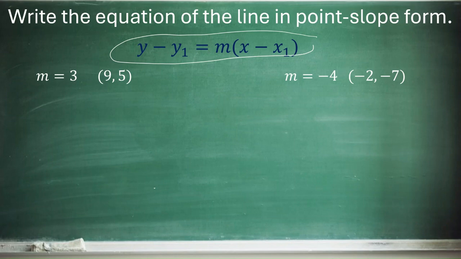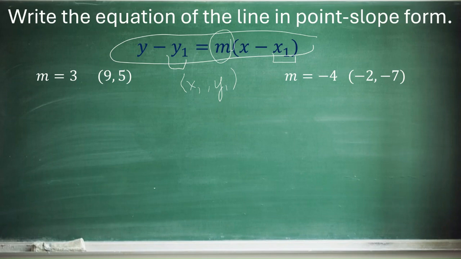So you can see that this line equation has the slope, which is m. It also contains a point, x sub 1 and y sub 1. As a reminder, we write points as coordinate pairs. All right, let's go ahead and get to it.